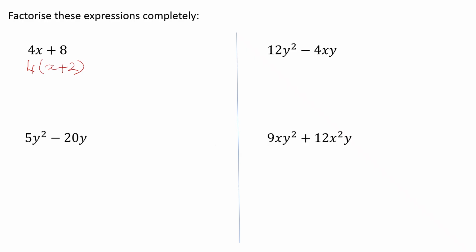5y squared minus 20y. The most common factor is 5y. So inside the bracket, 5y times y is 5y squared, so y inside the bracket, with a negative sign. 5 times 4 is 20, so 4 inside. If you expand this bracket, 5y times y, 5y squared, minus 5y times 4, 20y.